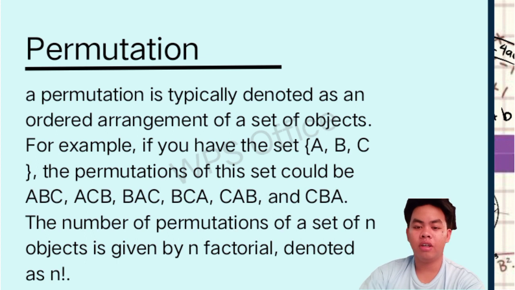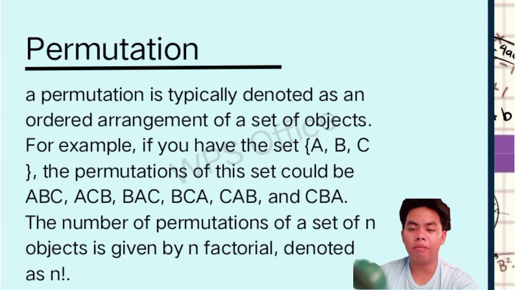Permutation. A permutation is typically an ordered arrangement of a set of objects. For example, if you have a set ABC, then the permutations of the set could be ABC, ACB, BAC, BCA, CAB, and CBA. The number of permutations of a set of n objects is given by n factorial.